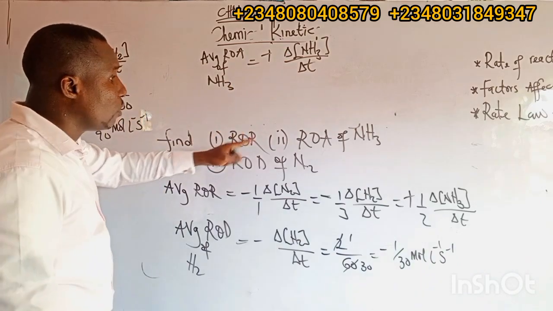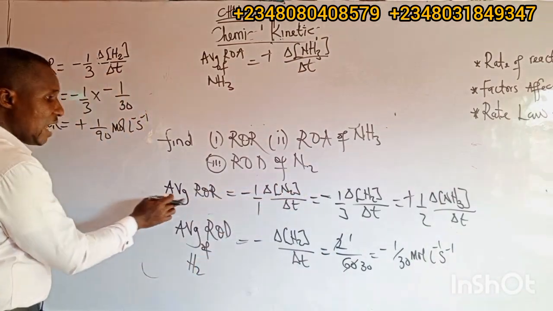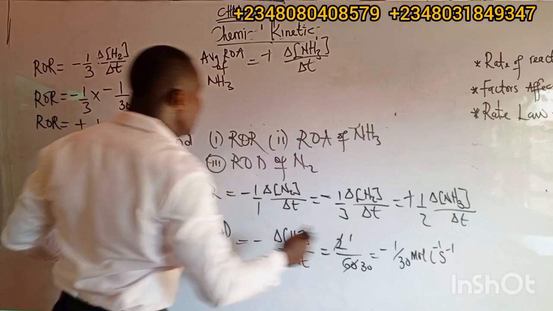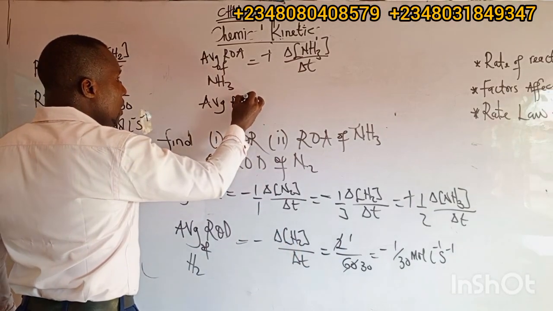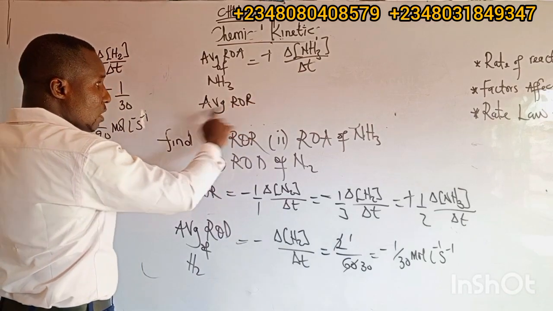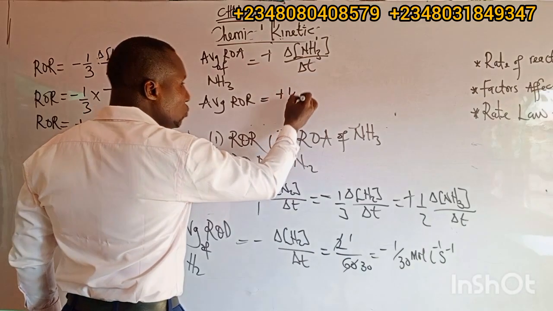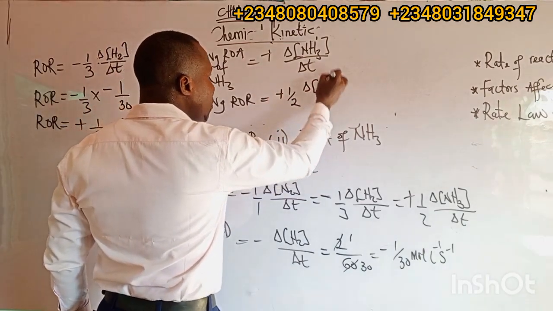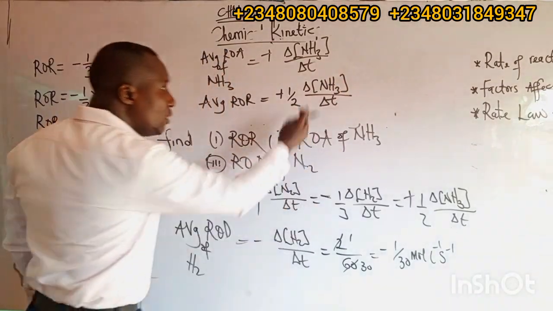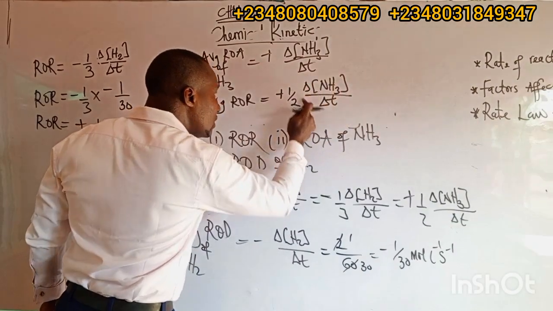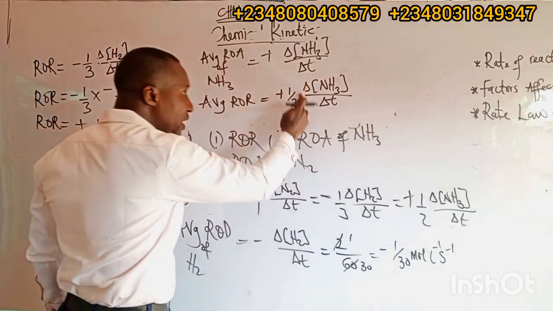Then they ask you to calculate the rate of appearance of ammonia. Go back to the average rate of reaction. What is the average rate of reaction for ammonia? Plus 1/2 change in concentration of ammonia with respect to time. But they want you to find only the average rate of appearance of ammonia.